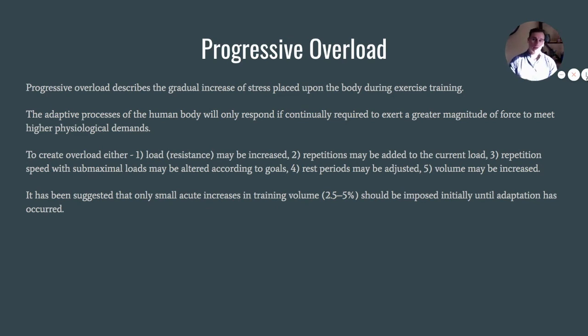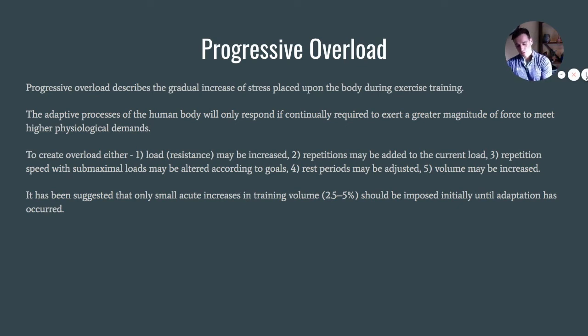All right. So training frequency is dependent upon quite a few things. Now, progressive overload. This is a very important concept when it comes to training in general. Progressive overload describes a gradual increase of stress placed upon the body during exercise training. The adaptive process of the human body will only respond if it's continually required to exert a greater magnitude of force to meet higher physiological demands. So how can we create that overload? Either through increasing the load, increasing the repetitions, increasing the repetition speed, or adjusting the rest period, which leads to adjustments in volume.